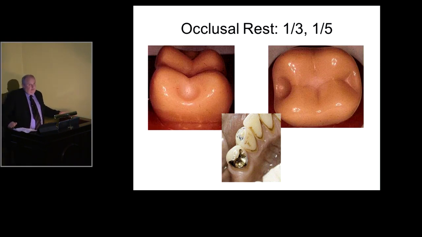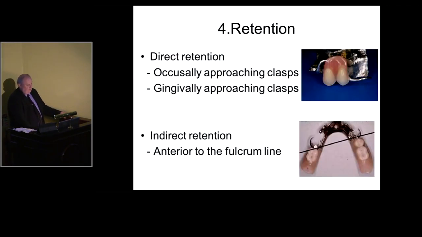What should the dimensions of the rest be? The rule of thirds and fifths. 1/3 of the intercuspal width, 1/5 of the mesiodistal length. And the same if you're doing inlays or anything into your restorations, the same dimensions occur in your abutments.